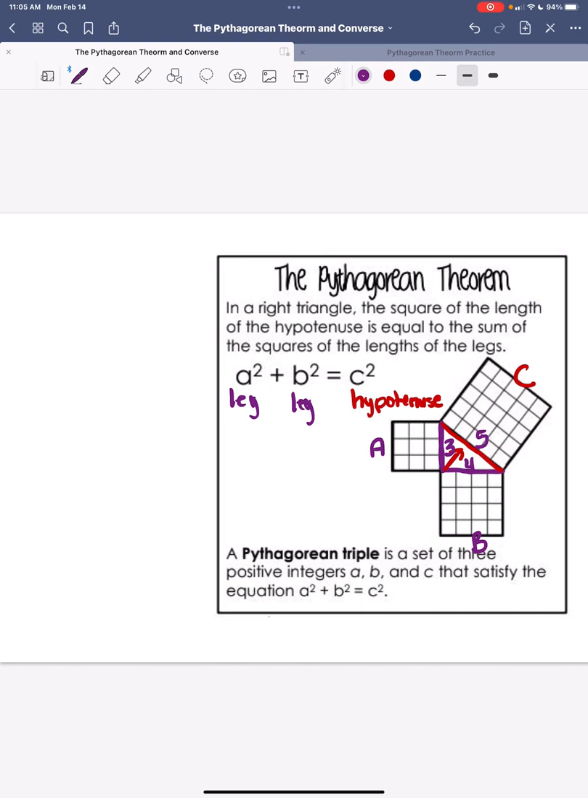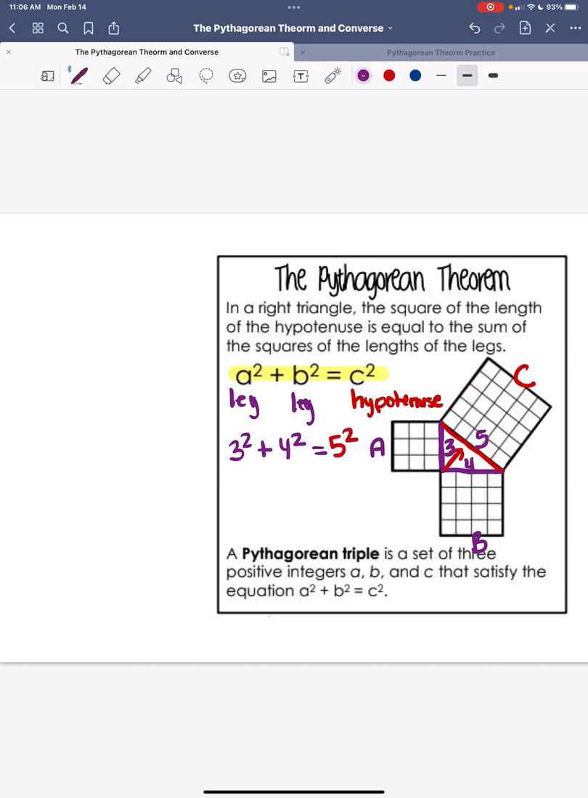So we're going to plug our numbers in and see how this works. Our A, we said, was 3. So we're going to plug it into this formula here. This is the formula I'm following right here: A squared plus B squared equals C squared. So we should have 3 squared plus 4 squared equals C squared, which we said was 5 squared.